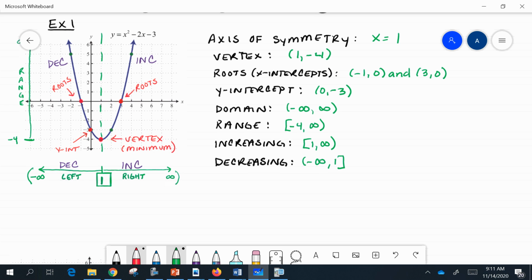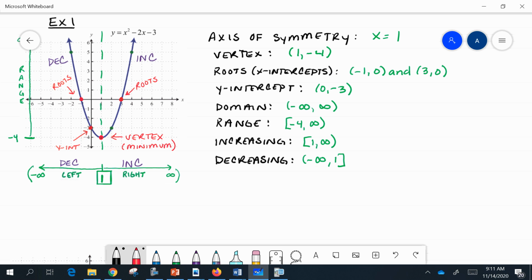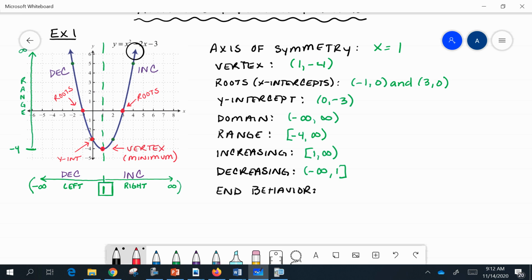Okay? We'll work with that a little bit more. We'll see another example of that. Hopefully that makes a little bit more sense. The last thing that we talk about with a parabola or with a function is the end behavior. So this is where we start looking at what the ends of the graph are doing.